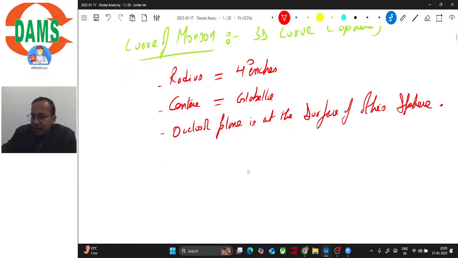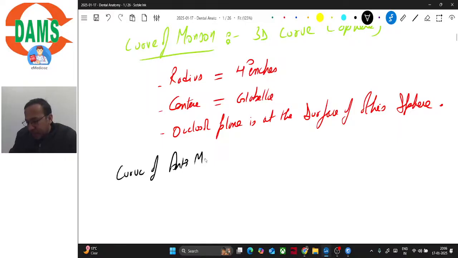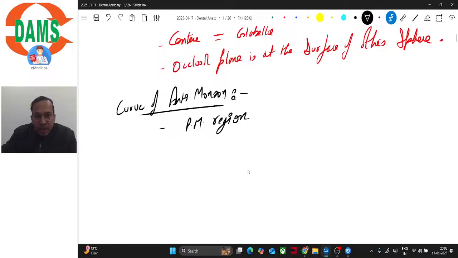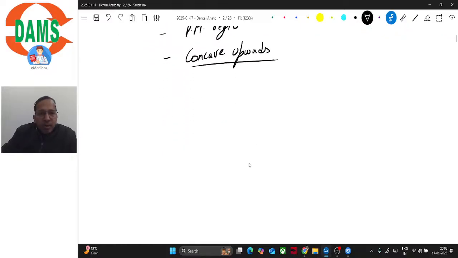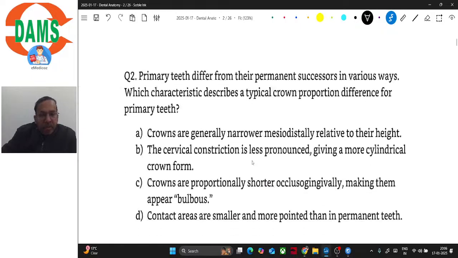And similarly we have another curve which is curve of anti-Monson, and this curve of anti-Monson, this is seen in premolar region, right? This is seen in premolar region, and it is concave upwards, isn't it? So let's go to the next question.